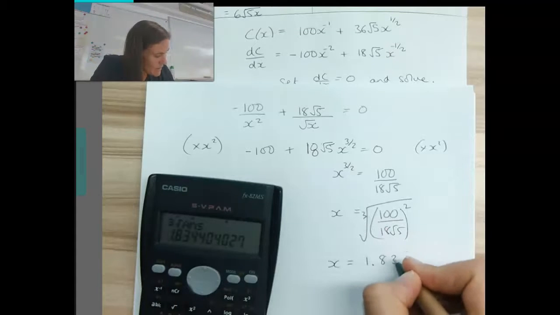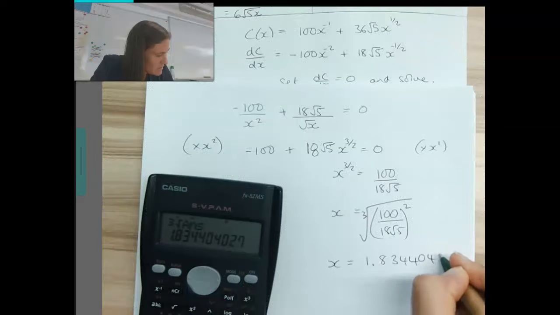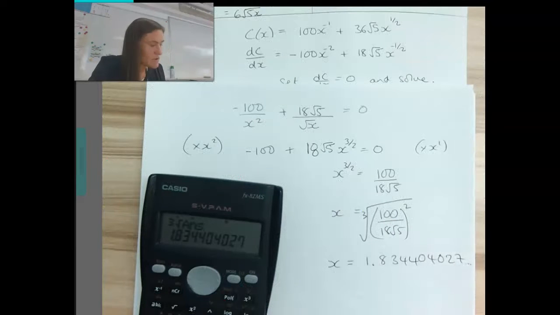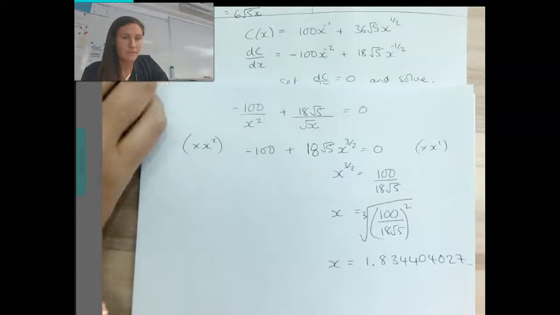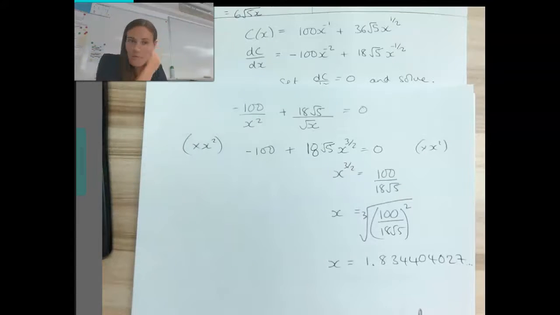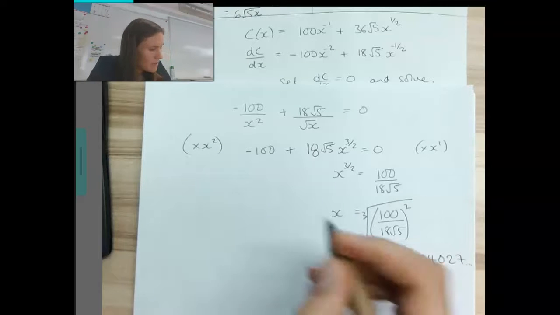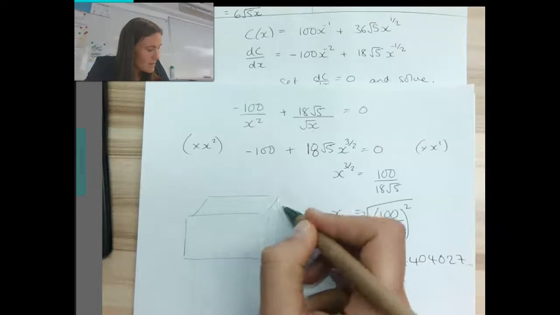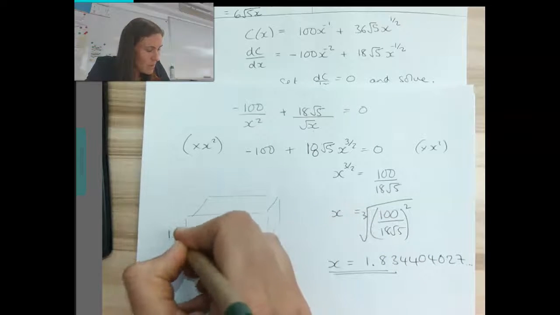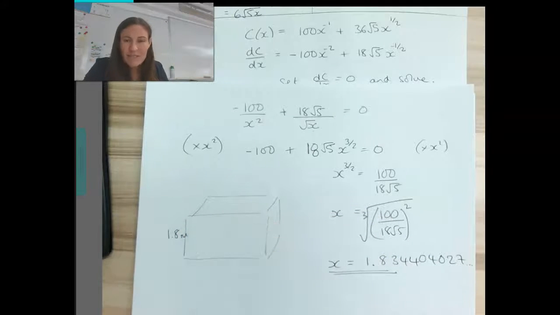I get 1.8344. Okay, I'm just going to write, it probably goes on for longer. In fact, it definitely does because it's a surd. But I'm going to write the whole value. Now, does this seem reasonable? If I go back and think about my different heights, yeah, 1.8 meters kind of seems reasonable.